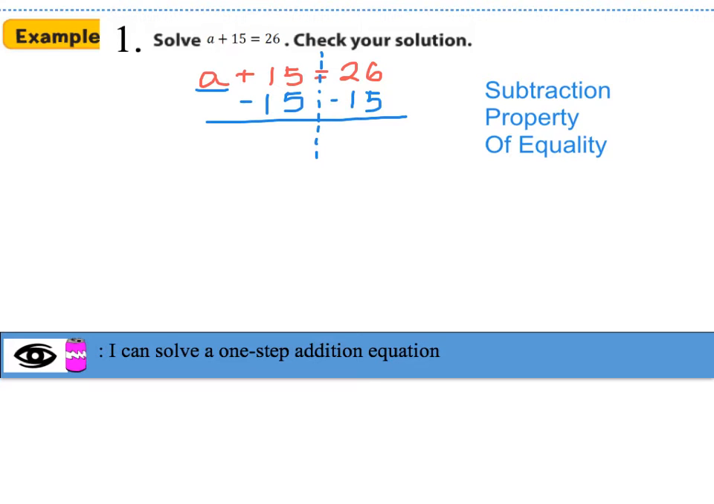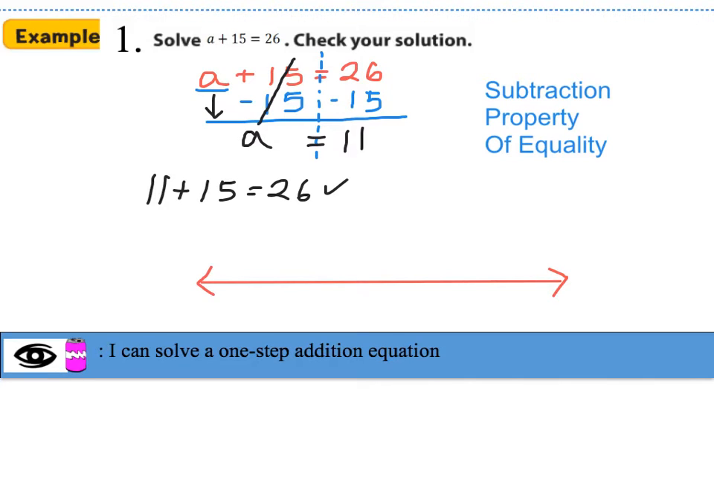Now on the left side of our equation, 15 minus 15 just goes away and we can drop down a. So now a has been isolated. And let's go ahead and subtract 26 minus 15 on the right-hand side to get 11. So the value of a is equal to 11. So let's check our solution. Let's plug it back into the equation. The value of a is equal to 11, so 11 plus 15. When we do the math, we get 26. So we've checked our solution.